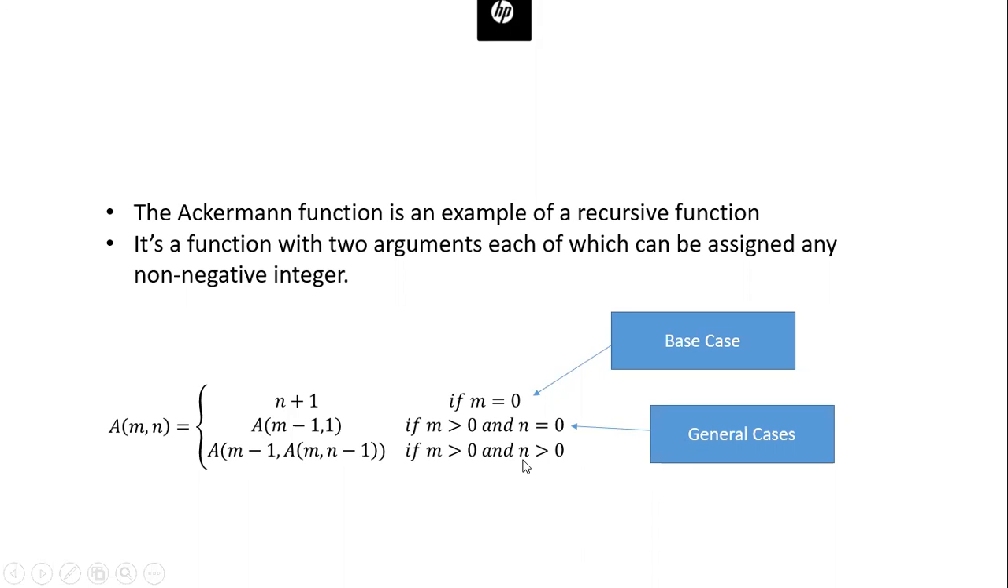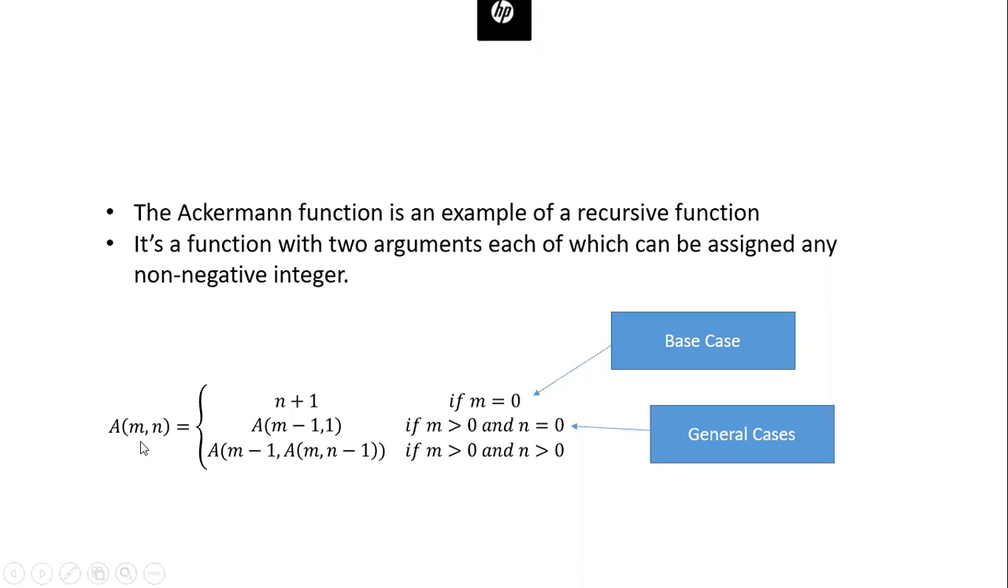Then the other general case is if m is greater than 0 and n is greater than 0. In this case, we are going to call the function A by passing two arguments. One argument is m minus 1 and the other argument is another recursive call, where we pass two arguments m and n minus 1.